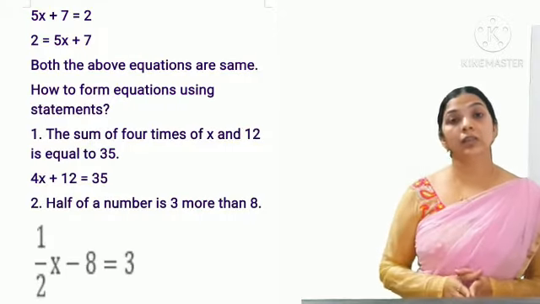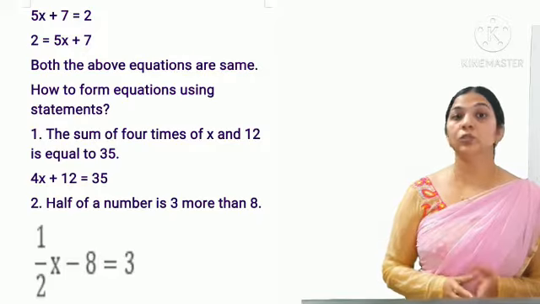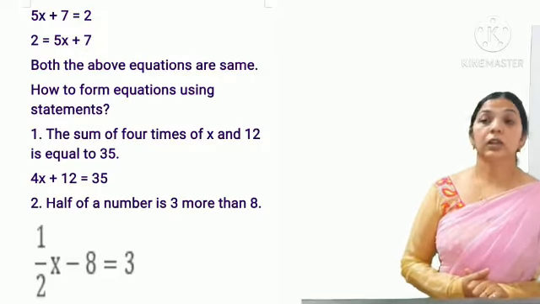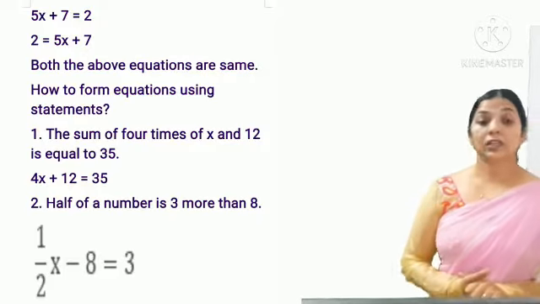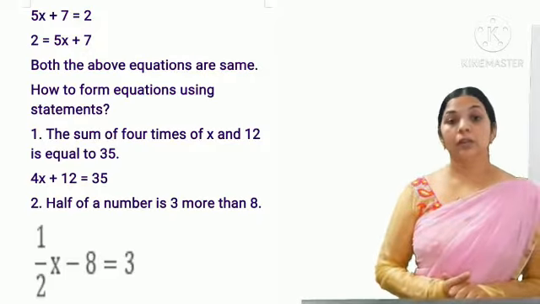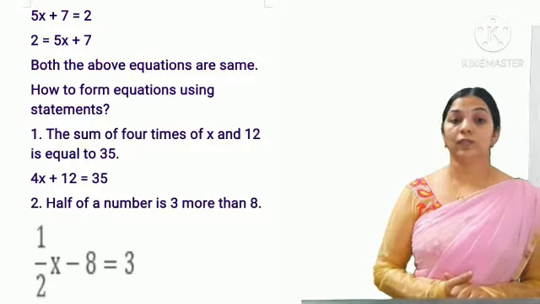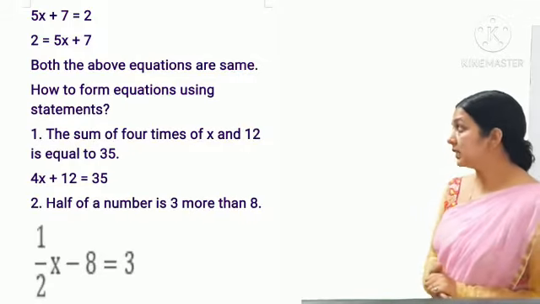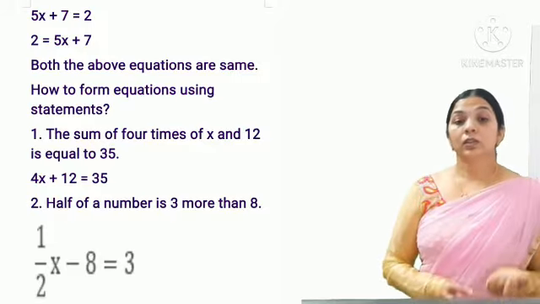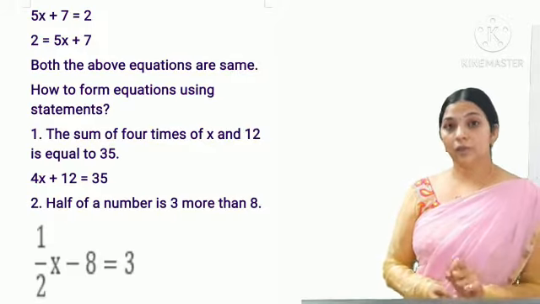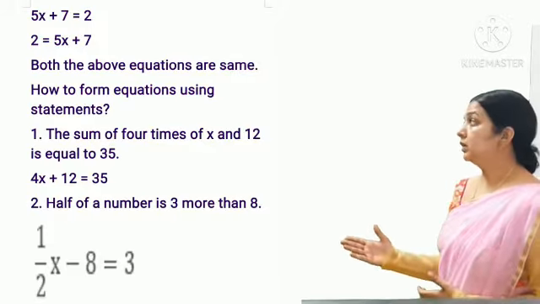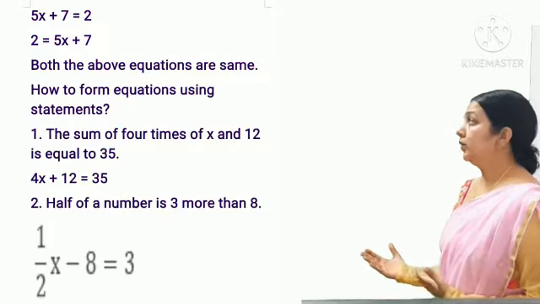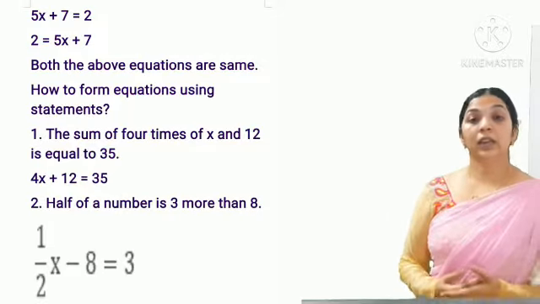Whenever a certain situation is given to us, we have to change it into an equation. Let's consider the first one. The sum of 4 times x and 12 is equal to 35. So what does it say? It says that the sum of 4 times x, that means 4x plus 12, is equal to 35. So this is how we make an equation.